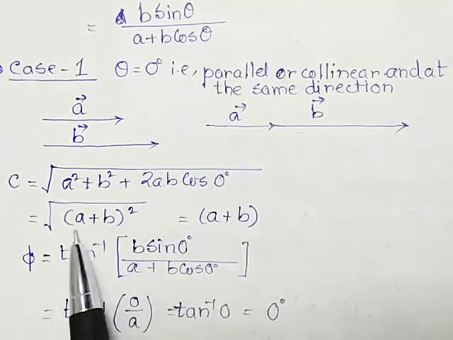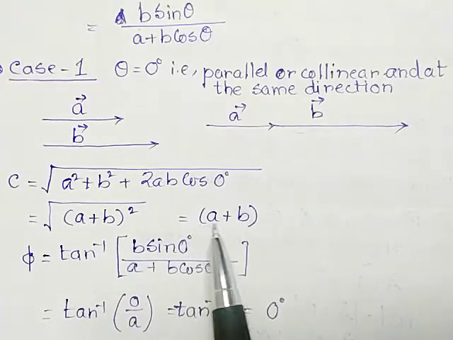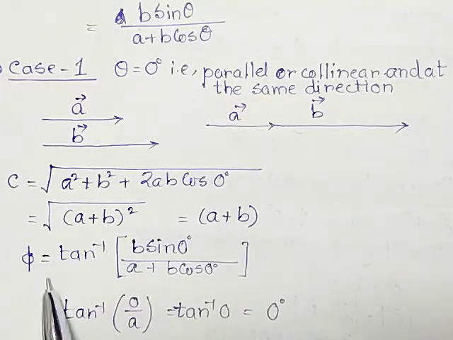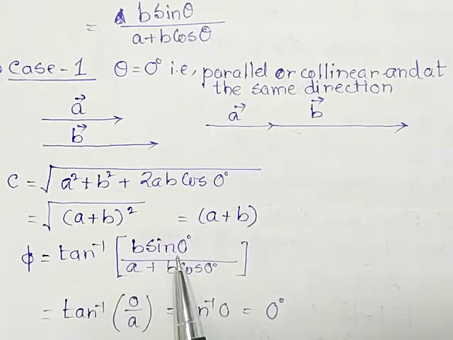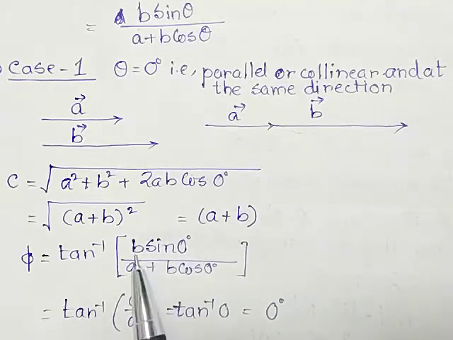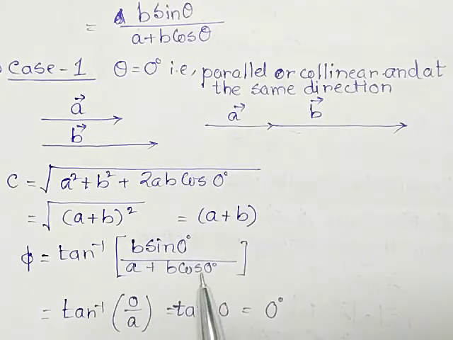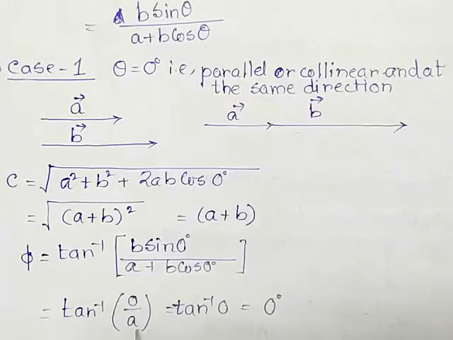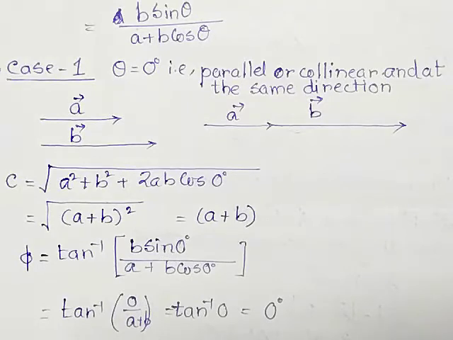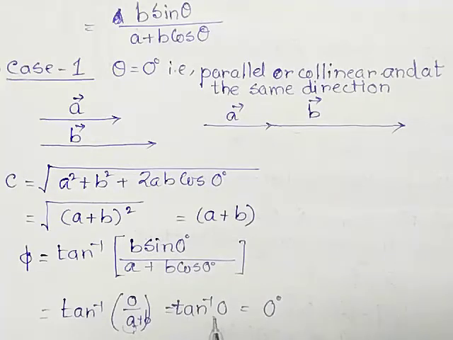So c equals root over of (a plus b) whole square, which equals a plus b. So phi equals tan inverse of b sin theta divided by a plus b cos theta. We know that if I replace theta with 0 degrees, then what will it represent? It will represent b sin 0 degree over a plus b cos 0 degree. Sin 0 degree is 0, cos 0 degree is 1. So b into 0 gives 0, and a plus b into 1 gives a plus b. Whatever it is, 0 divided by something becomes 0. So it will become tan inverse 0, so 0 degree.